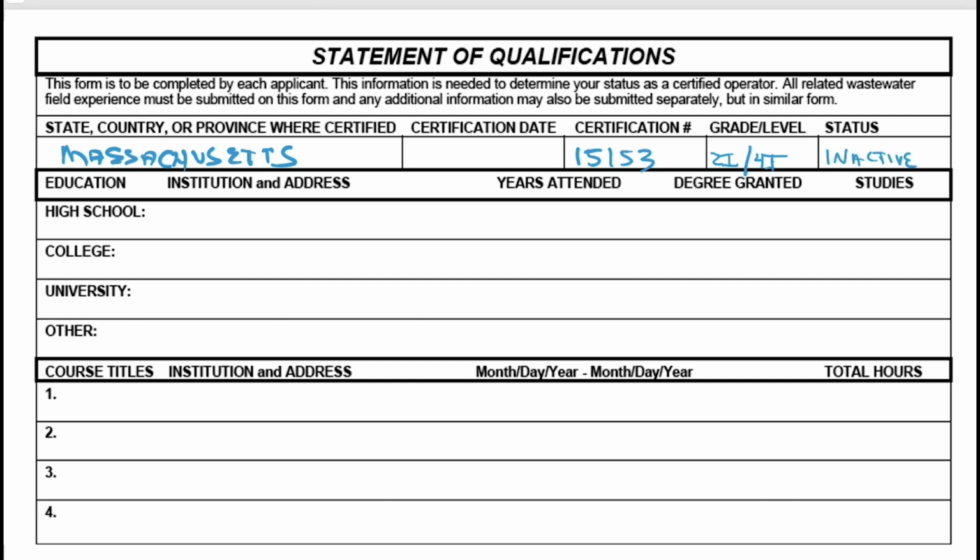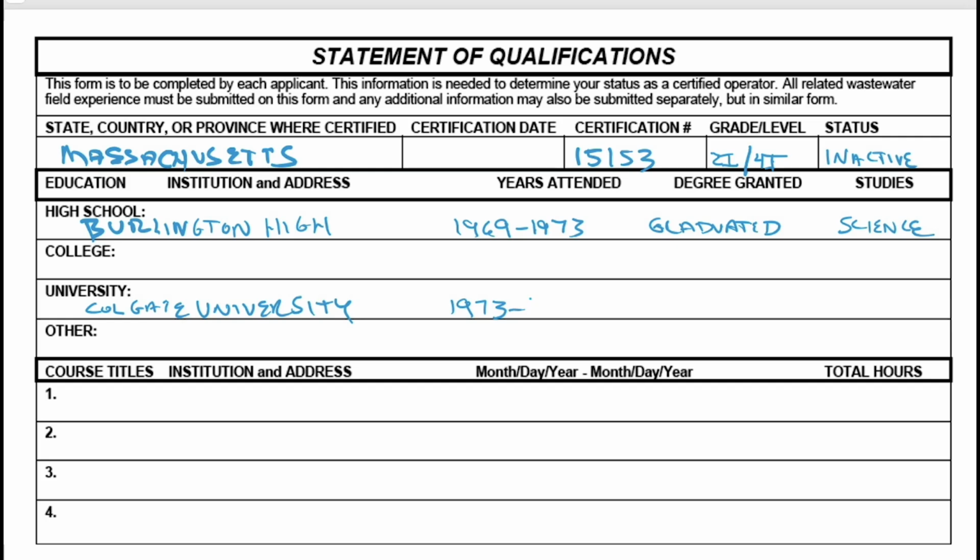The next area of the form is where you list your education. Graduating with a high school degree counts toward your work experience requirement, and then an associate's or bachelor's degree could count for even more work experience. Write down where you went to high school and where you went if you have an associate's or a bachelor's degree. Now, if you have anything beyond that, like a master's degree or a PhD, put that down too.